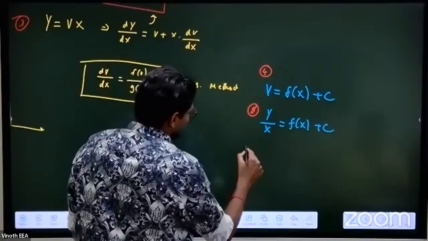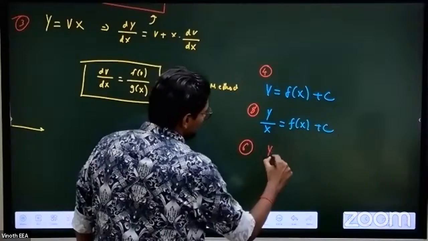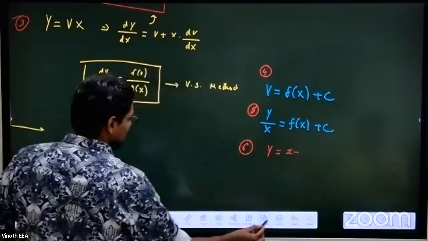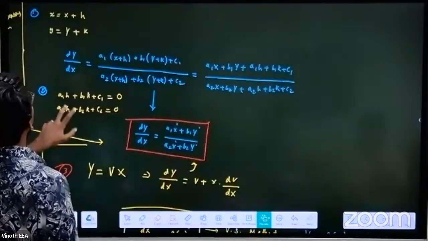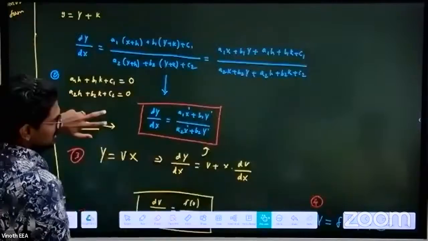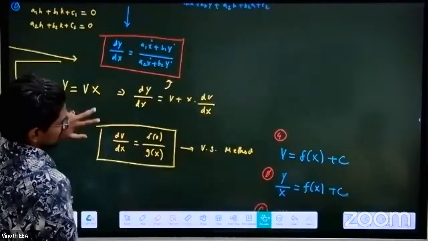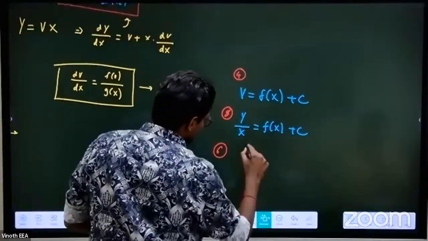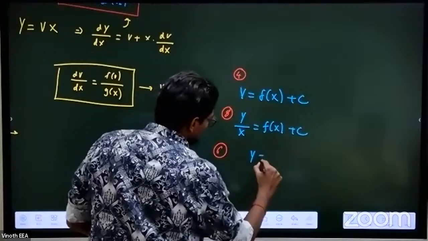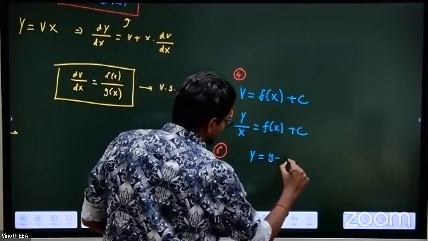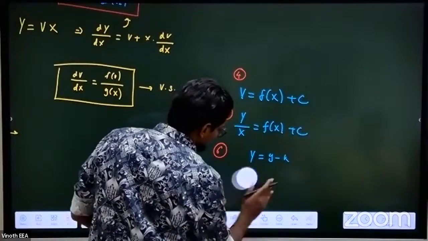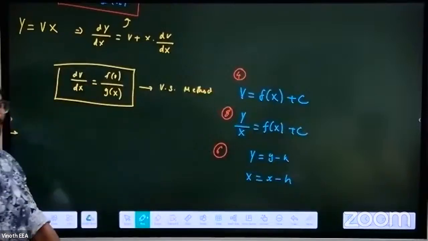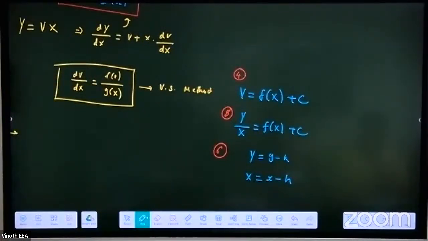I'm sorry. The next step is capital Y is nothing but small y minus k, and capital X is nothing but small x minus h. Small x is capital X plus h. So capital Y is equal to small y minus k, and capital X is equal to small x minus h. That will be the last answer. Okay, that's what we need to do.